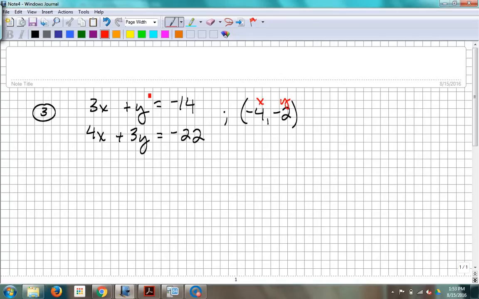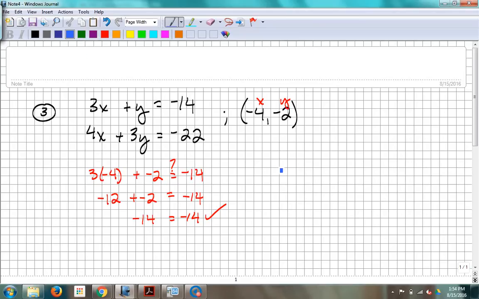Okay, so if I plug in negative 4, 3 times negative 4 plus negative 2 is equal to negative 14. Is that true? That's what we're trying to decide. So negative 4 times 3 is negative 12 plus negative 2. That is negative 14. So it works in the first equation. Let's check it to make sure it works in the second, because it has to work in both of them. If it just works in one, that doesn't do it any good. We've got to have it working in both of them.